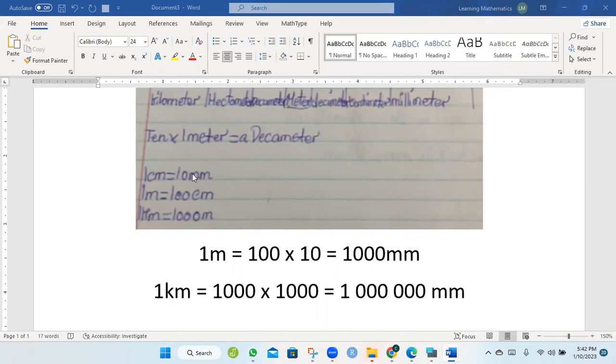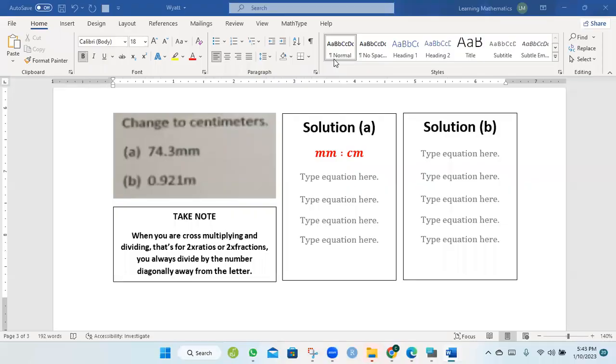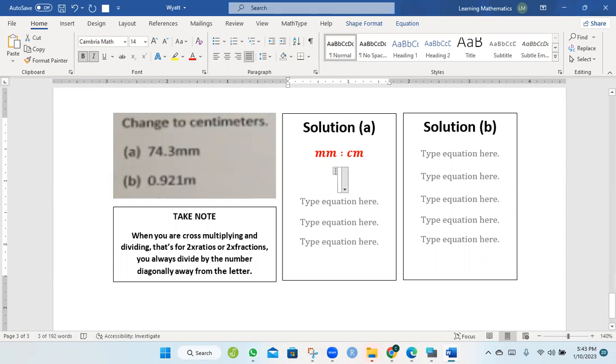So millimeters to centimeters, here it is. 10 millimeters is equal to 1 centimeter. 1 centimeter is equal to 10 millimeters. So on the millimeters, we have to put 10, and on the centimeters, we have to put 1. So I repeat, on the millimeters, we have to put 10, and on the centimeters, we have to put 1. 1 centimeter is 10 millimeters.